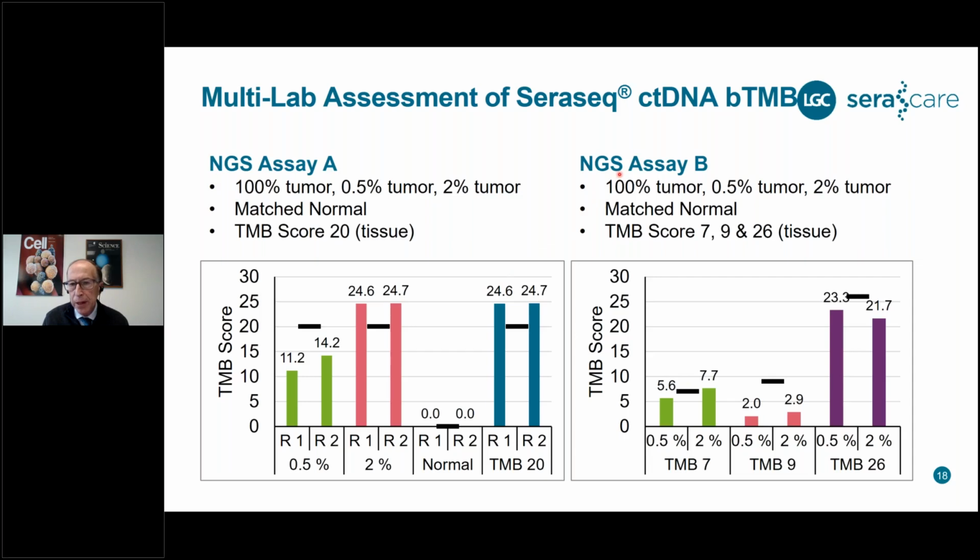Here's another assay, again looked at 0.5% and 2%, but here we looked at 3 different scores, TMB score 7, 9, 26, and you can see the results. The black line here is the expected 7. You can see the results from the 0.5% less at 5.6, 2% higher at 7.7. TMB score 9 came out much lower in this assay, 2 and 2.9, and TMB 26 came up very close. Again, to me, this highlights we're in early stages of validating these types of assays for this application. Hence, you need to be able to use the contrived materials to help validate.